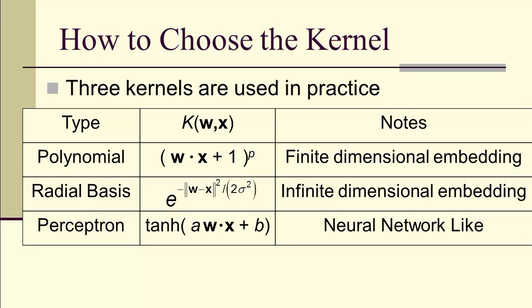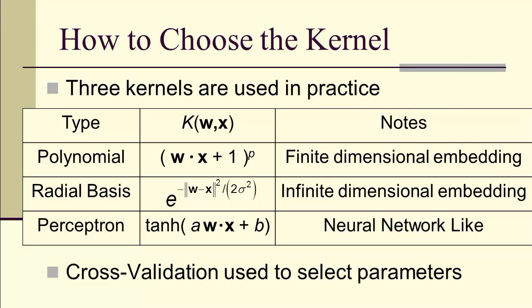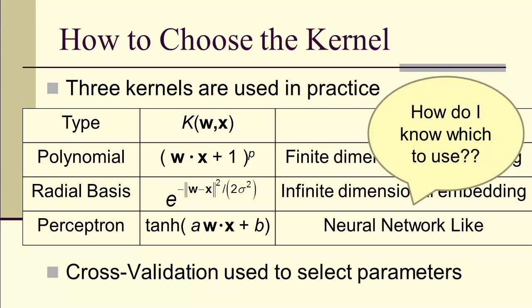And of course, the huge question is, how do I know which one to use? Again, cross-validation is going to be extremely important for selecting these parameters, like the P and the sigma and the A and the B. But selecting the right kernel is actually a very important issue.